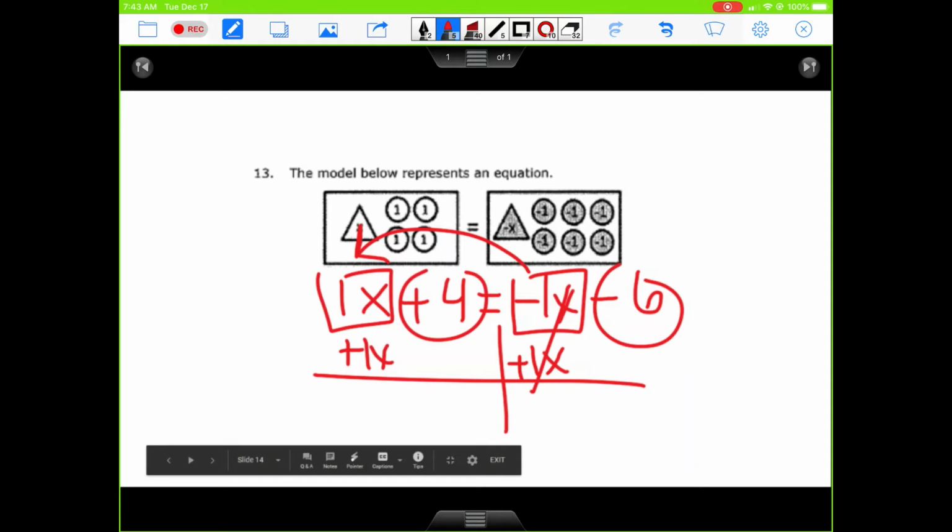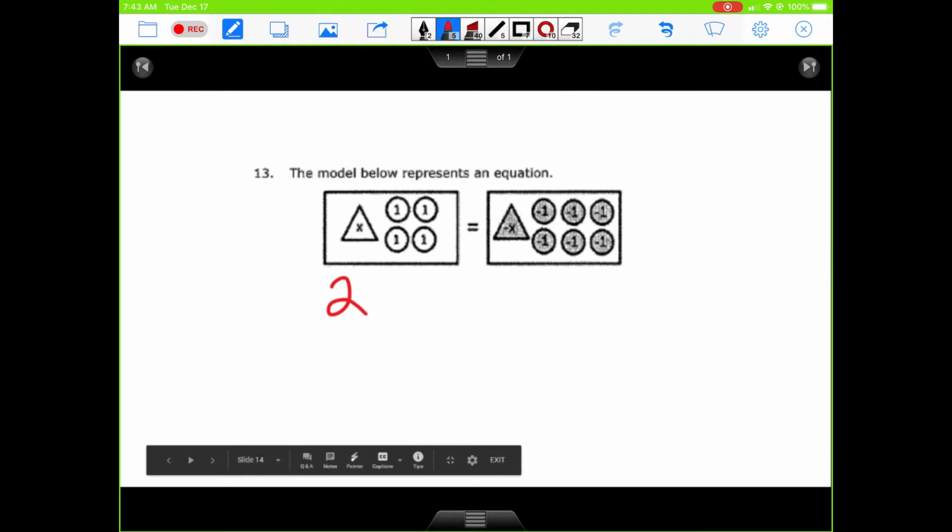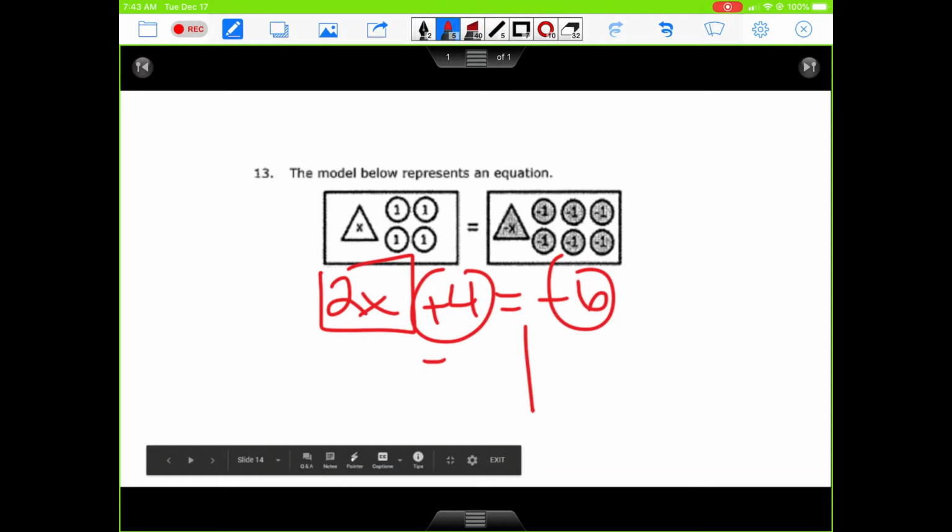So this cancels out, and I have 2x plus 4 is equal to negative 6. Now we have a good old two-step equation. Let me rewrite it so I have extra space. So 2x plus 4 is equal to negative 6. Still boxed and circled. Get rid of your constant by subtracting 4.